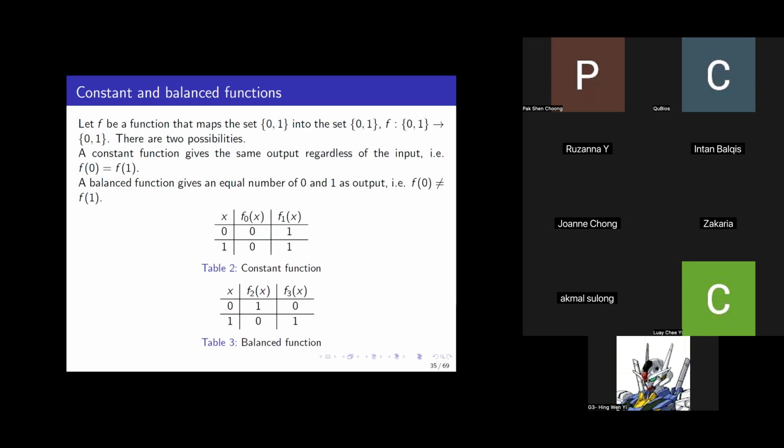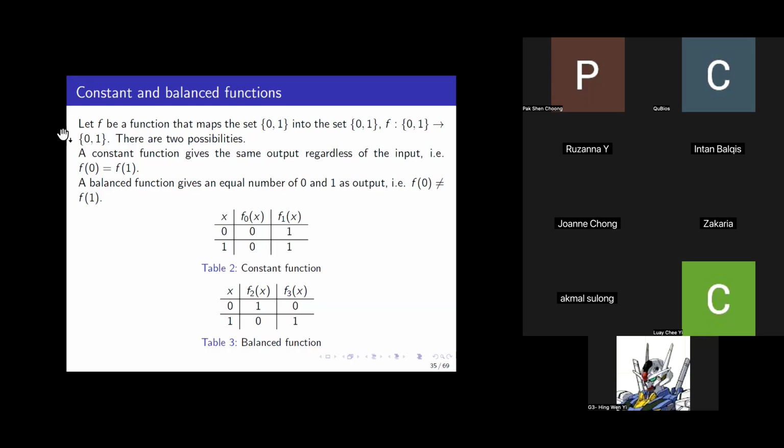Before we go into that, we need to understand some terminologies. That is, what is a constant function or what is a balanced function? Let's say f is a function that maps either 0 or 1 into 0 or 1. We can write down the function as f mapping this particular set into this particular set. We study specifically two possibilities. One is what we call the constant function, whereby regardless of your input, you always get the same output.